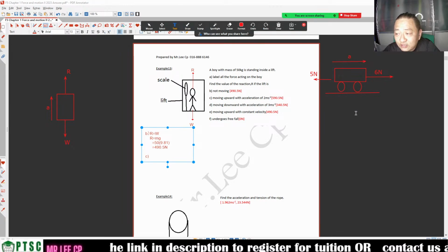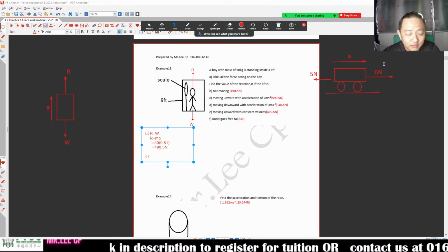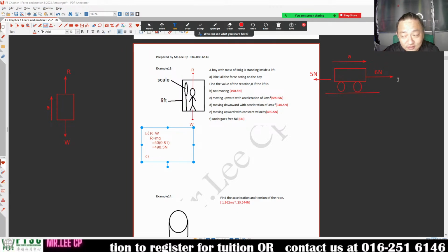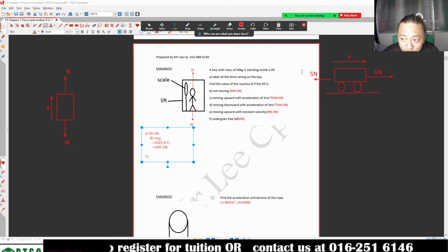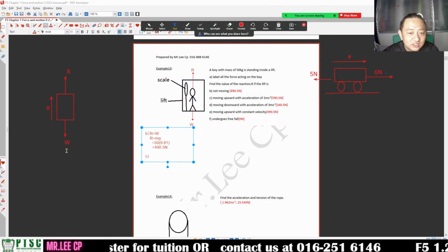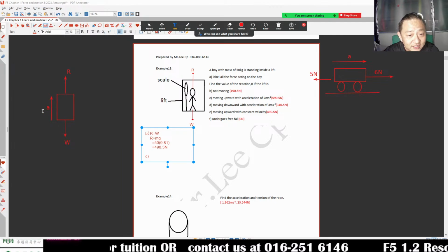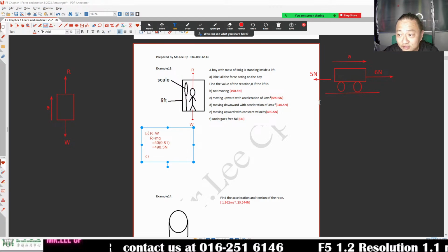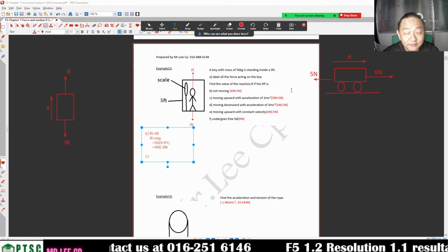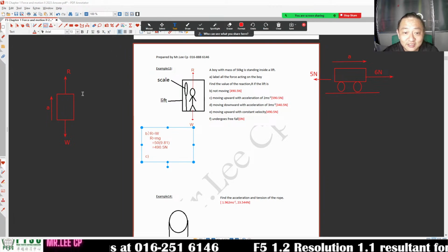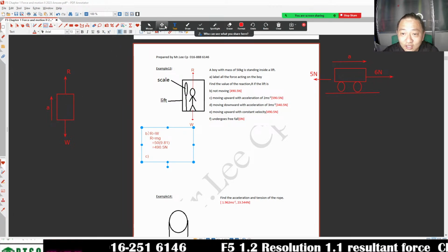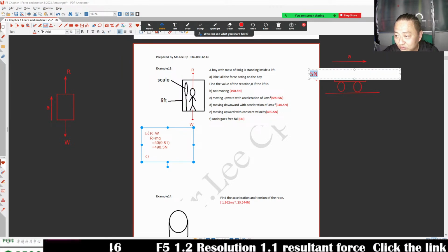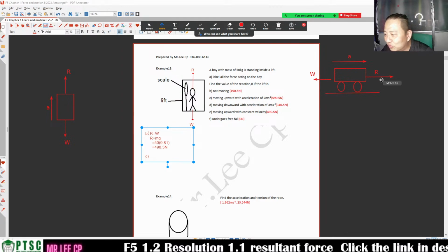Why is it moving to the right with the acceleration? Because the force applied is more than the friction. Now, we've got two forces here. You see, why is this thing going upward? Because R is bigger, right? You just change the direction, rotate 90 degrees, you will see it is the same thing. So I'll name this one R, and this one is W.